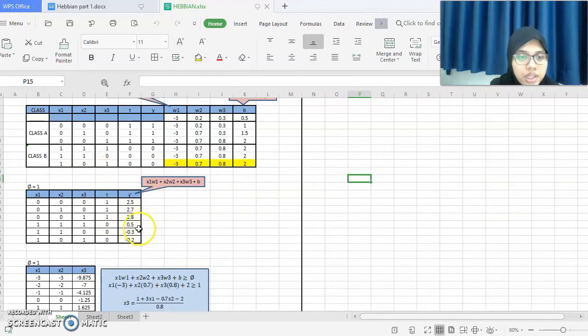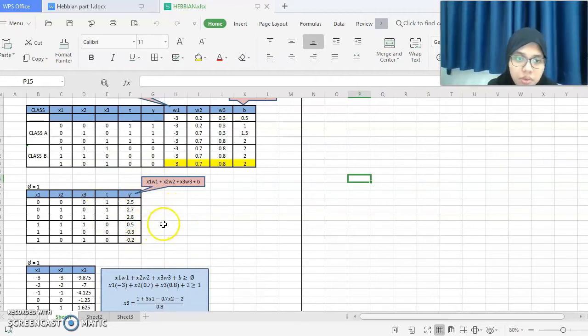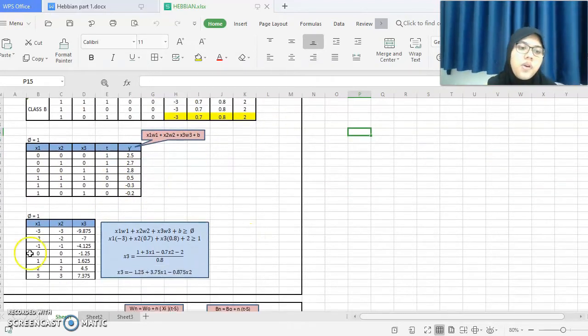But for the later part, which is y prime equals 0.5, negative 0.3, and negative 0.2, we can see that t is equal to 0. Okay, so that is that. This table is for us to find the data to plot in Matlab.